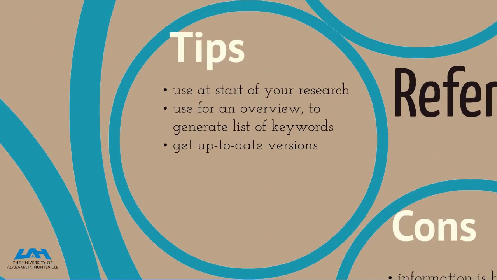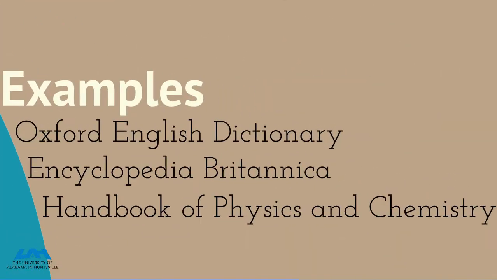Some basic tips. Use them at the start of your research. Use them as an overview. Maybe check a couple to make sure that they have the same stuff, and make sure you're using the up-to-date ones. This helps to guarantee that you're getting the best information. Some examples include the Oxford English Dictionary, the Encyclopedia Britannica, and the Handbook of Physics and Chemistry.